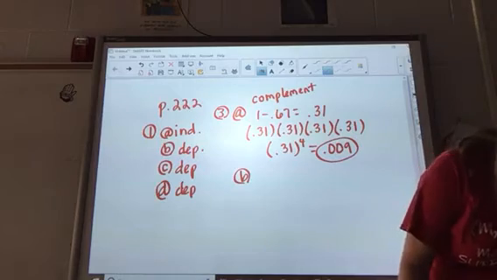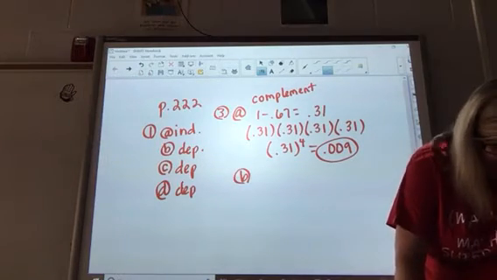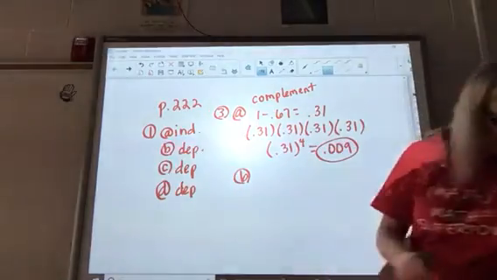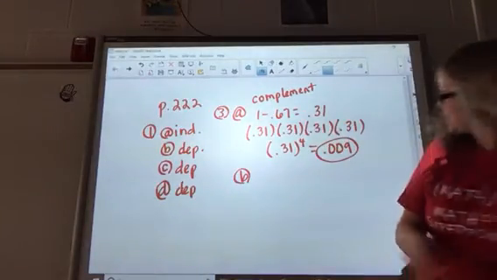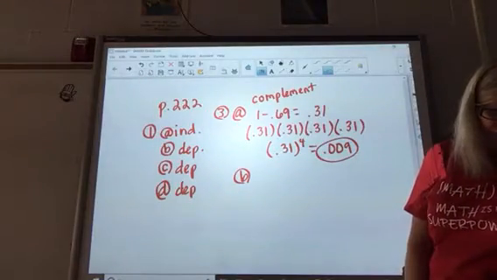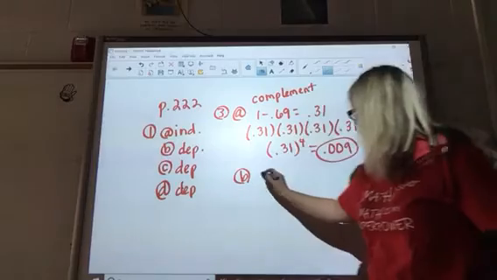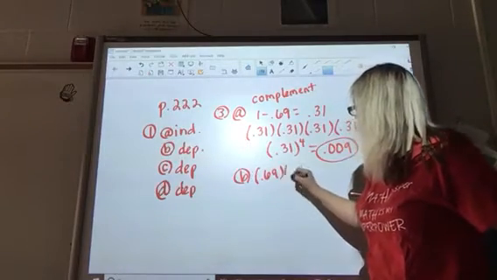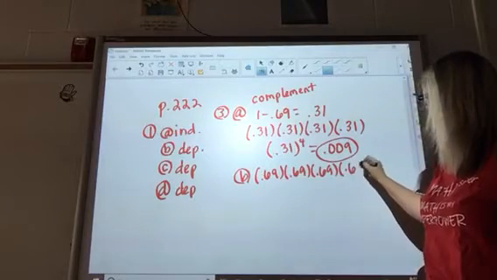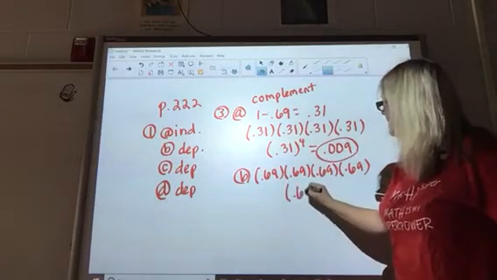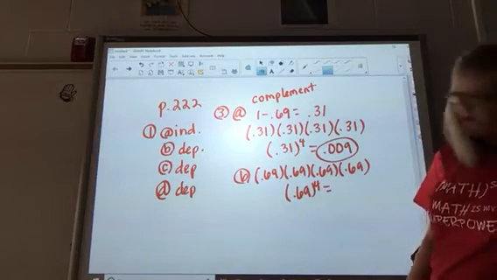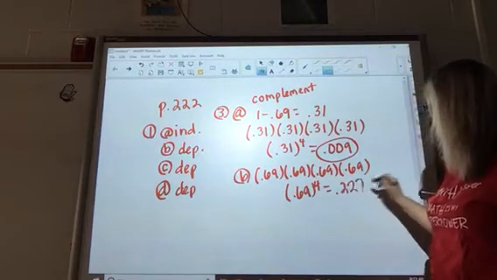Okay, 3B says all 4 do. Okay, if you go back up there and read, I'm sorry, y'all, this should have been a 69, not a 67. All four do, so that's gonna be 0.69 4 times, or 0.69 to the fourth, which if I punch that in my calculator, I get 0.227.